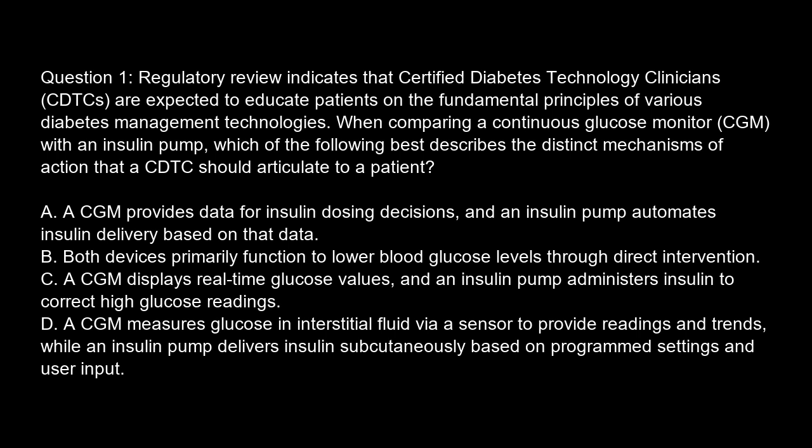Option A. A CGM provides data for insulin dosing decisions, and an insulin pump automates insulin delivery based on that data. Option B. Both devices primarily function to lower blood glucose levels through direct intervention. Option C. A CGM displays real-time glucose values, and an insulin pump administers insulin to correct high glucose readings. Option D. A CGM measures glucose in interstitial fluid via a sensor to provide readings and trends, while an insulin pump delivers insulin subcutaneously based on programmed settings and user input.